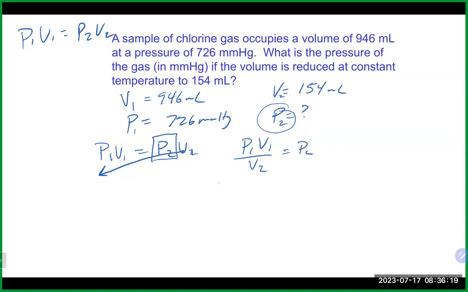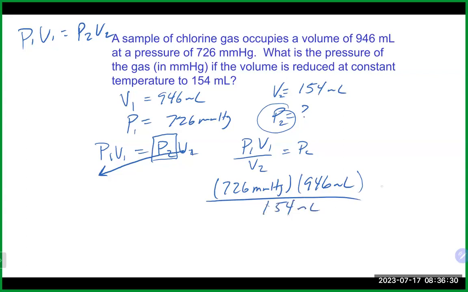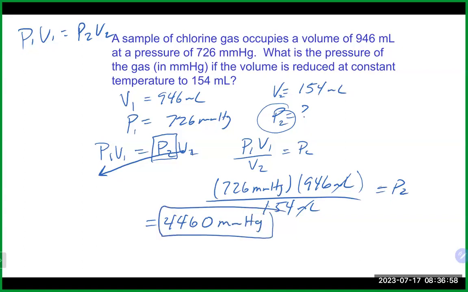So put in our numbers here. We got 726 millimeters of mercury, times 946 milliliters, divided by 154 milliliters, equals P2. In this case, the units for our volume are the same, so everything cancels out. That also leaves us millimeters of mercury as our unit. So 726 times 946 divided by 154 is going to give us about 4460, it looks like there. And that is going to be millimeters of mercury in this case. Any questions on that calculation?